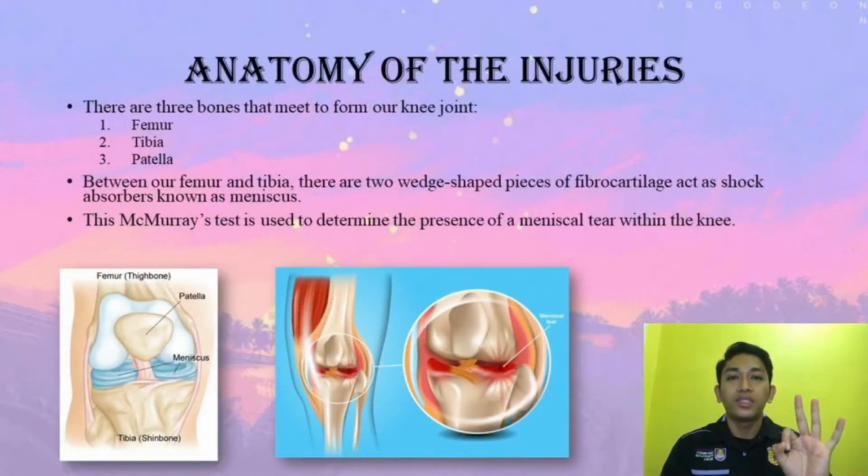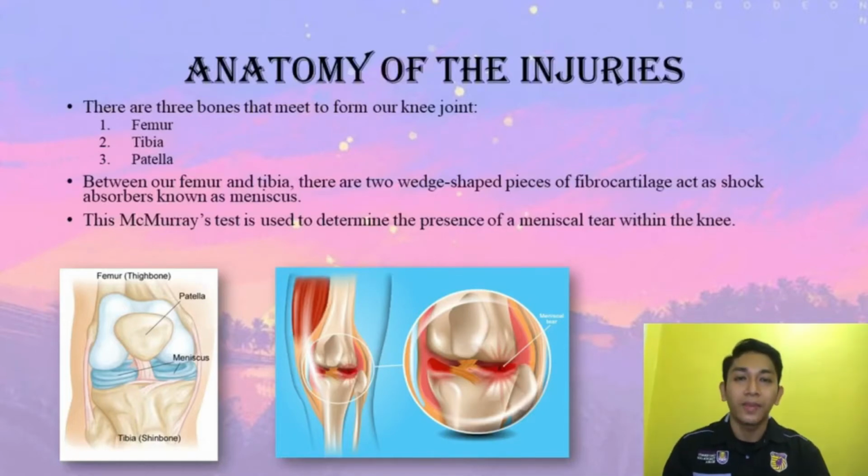There are 3 bones that form our knee joint. First is the femur, that is our thigh bone. Second is the tibia, which is the shin bone, and the third one is the patella. Between our femur and tibia, there are 2 wedge-shaped pieces of fibrocartilage that act as shock absorbers, known as the meniscus.